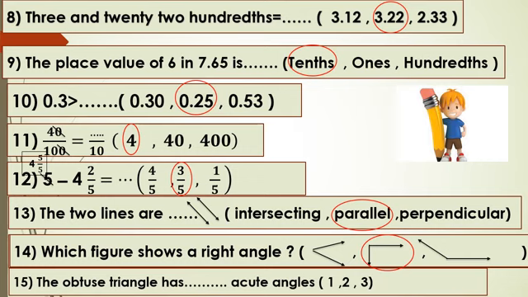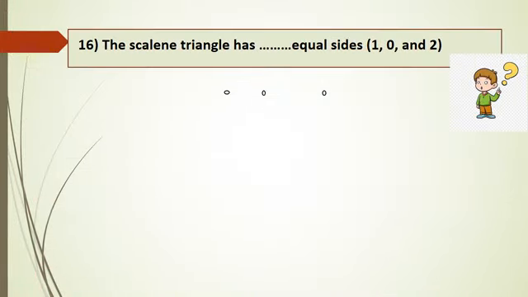Number 15. The obtuse triangle has how many acute angles? It has two acute angles. Number 16. The scalene triangle has how many equal sides? What is the meaning of scalene triangle? A scalene triangle is a triangle that has three different sides. There are no equal sides in a scalene triangle. So we choose zero equal sides.